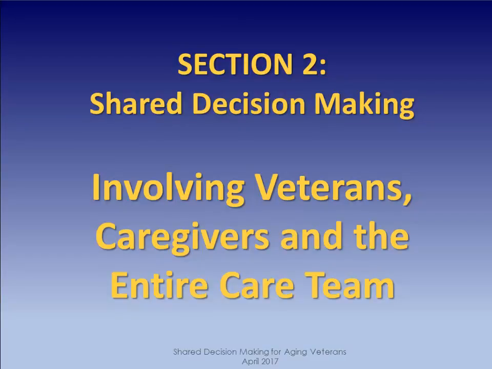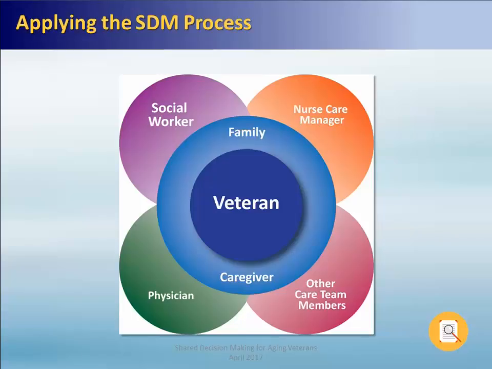Let's review strategies for involving veterans, family caregivers, and the entire care team in shared decision-making discussions. Shared decision-making for aging veterans can be used for making choices, any choices, but particularly those preference-sensitive decisions about topics that frequently address the needs of our aging population. Applying the shared decision-making process takes a team effort with the veteran at the center, in many cases surrounded by one or more family caregivers and with involvement of the entire care team, including a physician, nurses, a host of other care team members, and a social worker.